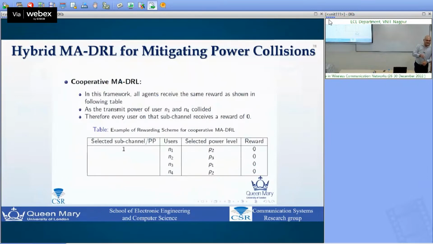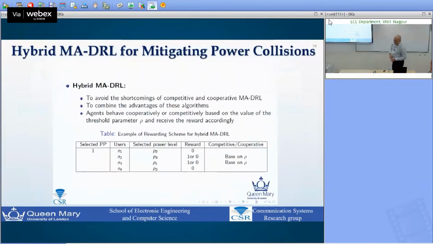If it is competitive, if 2 win, award for those 2, others no award. So that is the difference between cooperative and competitive. Hybrid means like this. Here they get the same power, so the reward for them is 0. For this one, earlier if it is competitive, reward 1. Cooperative, reward 0. In hybrid, based on a threshold, we are going to give the reward 1 or 0.